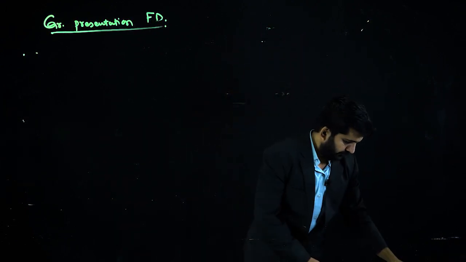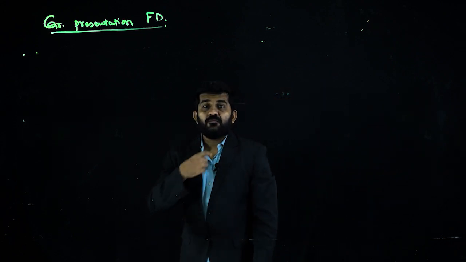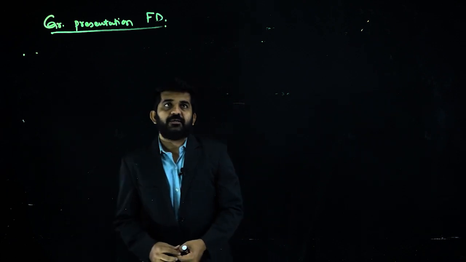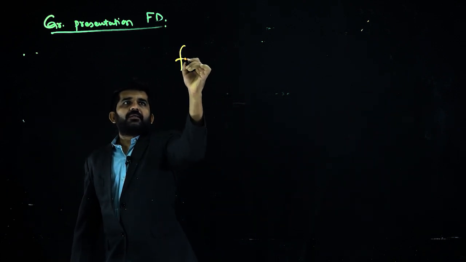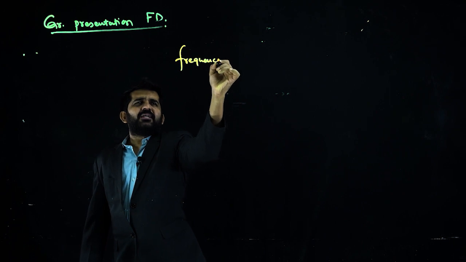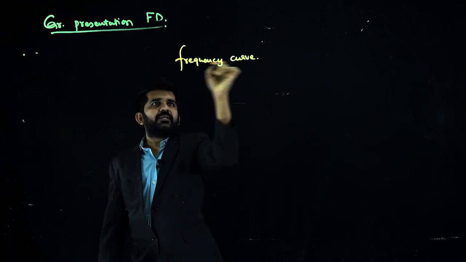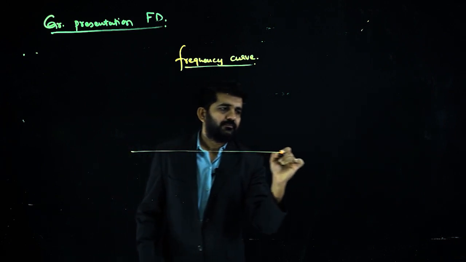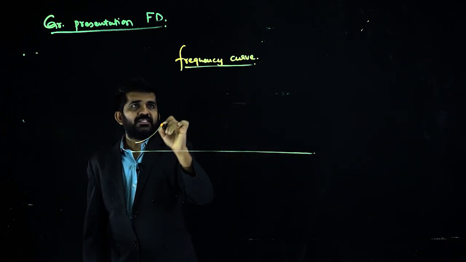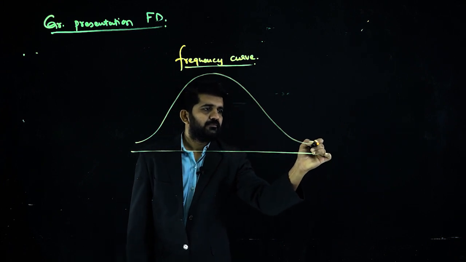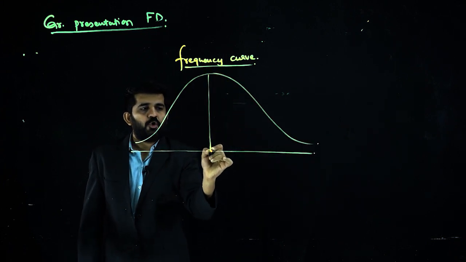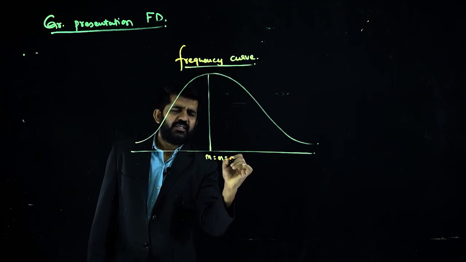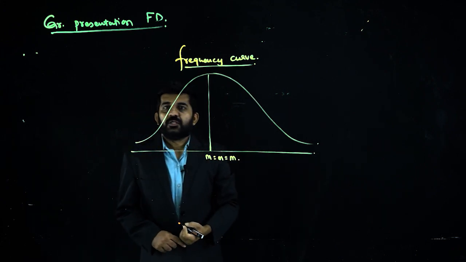Say a data set consists of 1 crore different values of a variable, is it alright? Can I make a frequency curve of it? I am drawing a normal curve. The answer is yes. This is a bell-shaped or normal curve. As we know, here mean is equal to median is equal to mode.